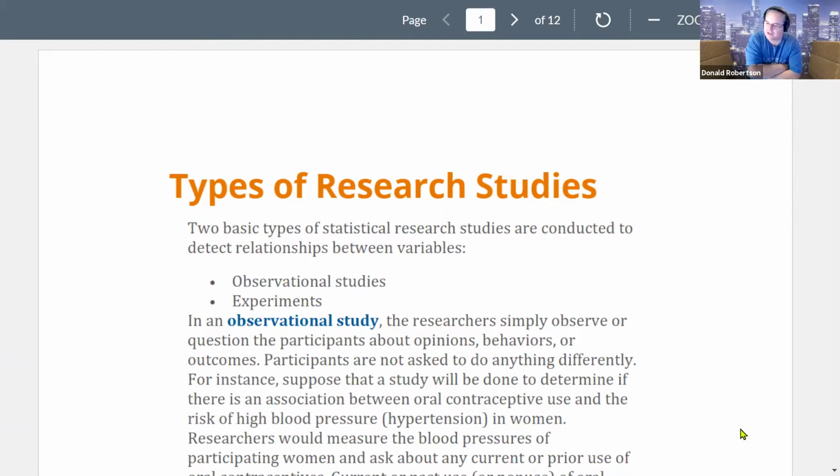I've put this on Canvas, so you don't need to write it. You can just look at it. You can take whatever notes that you want. I'm using this as a kind of aide-mémoire for me. As we go through this, I'll try from time to time to give examples of what they're talking about, or maybe go into something in a little bit more detail. So we're going to look at types of research studies.